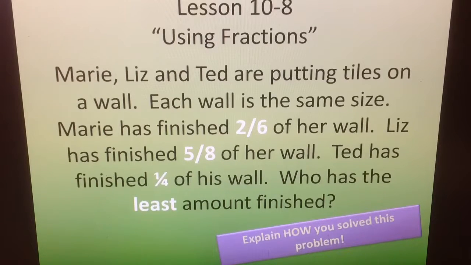Then we're just comparing 2/6 and 1/4. Since 2/6 is the same as 1/3, using benchmark fractions, I remember that 1/4 is less than 1/3. It has to be 1/4 is the least.